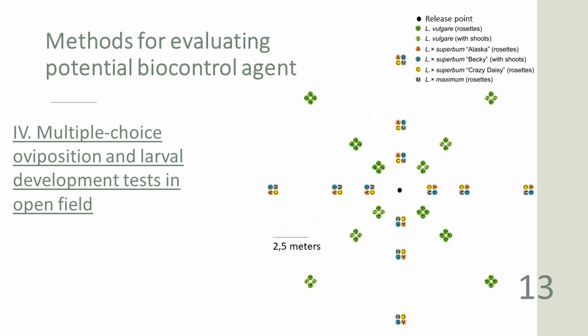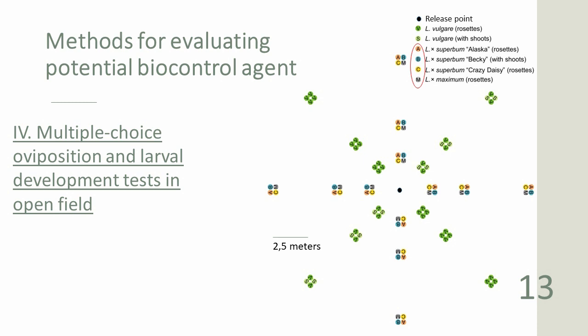In multiple choice oviposition and larval development tests in open field, these tests were set up with 4 different Shasta daisy varieties. To investigate whether Cyphocleonus actively searched for Shasta daisy, the experimental patches were set up like this: 12 potted plants of each of the 4 Shasta daisy varieties and 48 plants of Leucanthemum vulgare, or oxeye daisy, where 66 plants were in the rosette stage and 12 others with shoots.